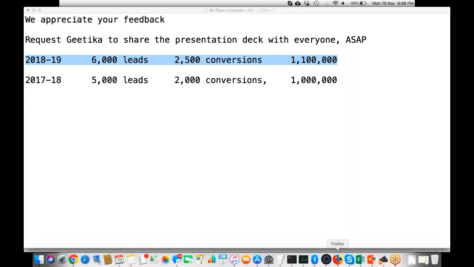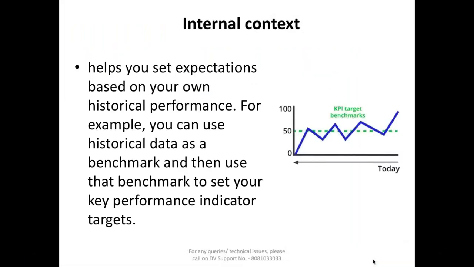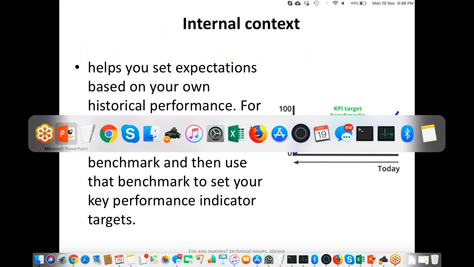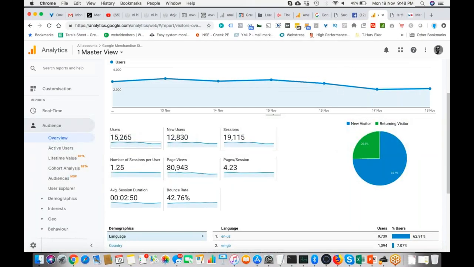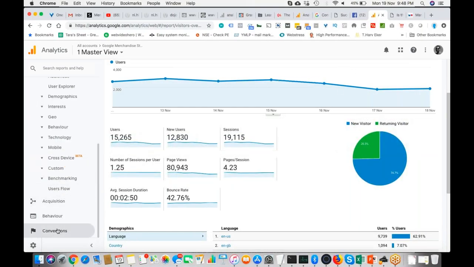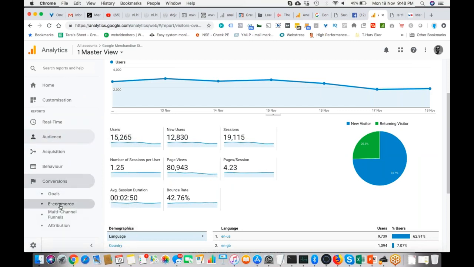Okay, so adding internal context to your data analysis is very simple because it is your own data. Okay, you can do that. But of course, you need to do this analysis. In Google Analytics, you can do this. Let's say if we go to conversions over here, e-commerce conversion in this report.